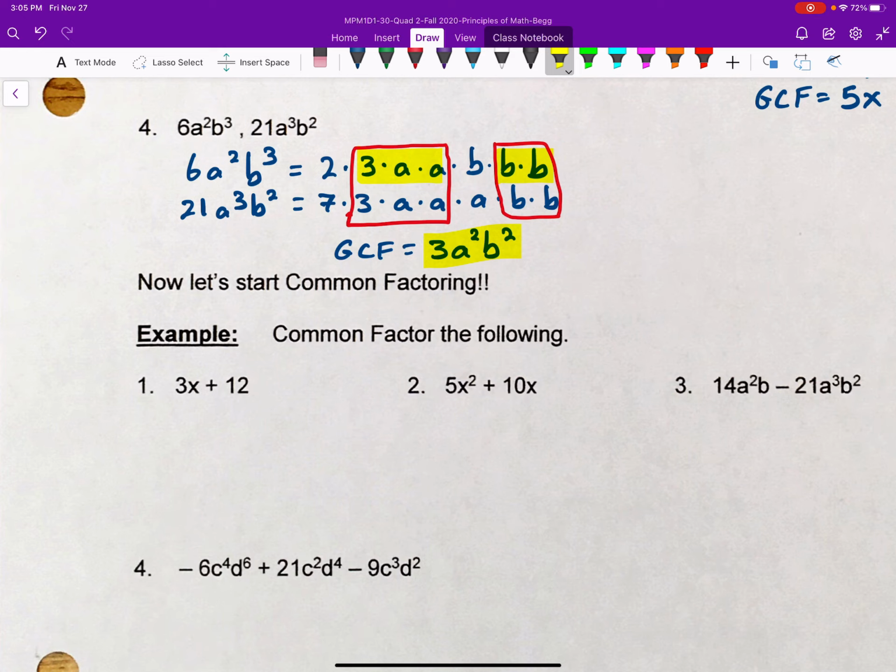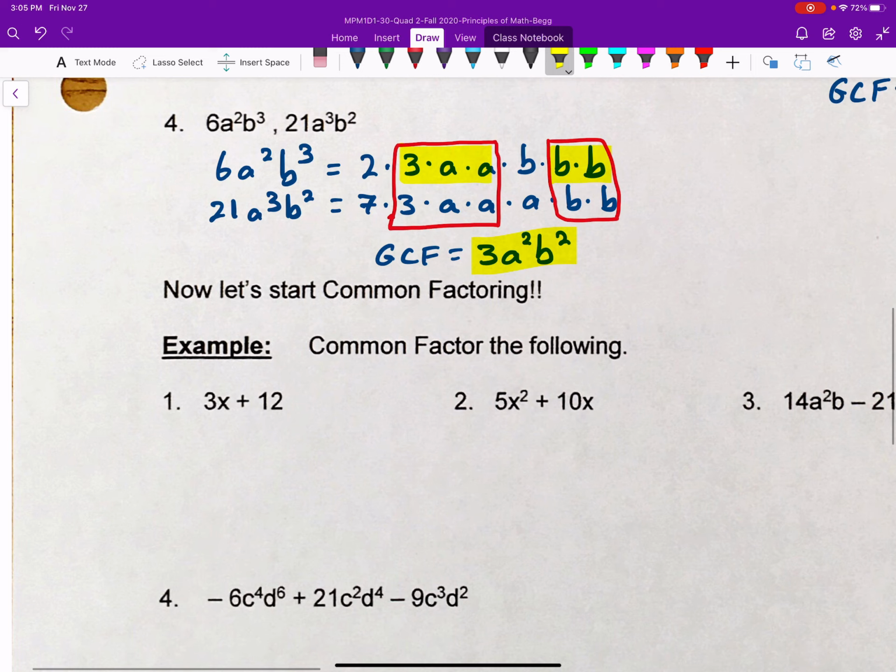There's a couple rules of thumb you can look at. So let's actually talk about that for a second. If I look at the 6 and the 21, I can just think, well, what's the biggest number that goes into both 6 and 21? Well, that's the 3, right? I didn't have to write it out. I can just think, what's the biggest number that goes into 6 and 21? It's the 3.